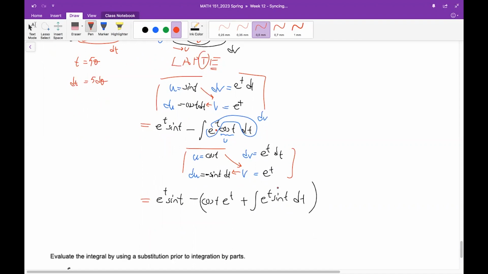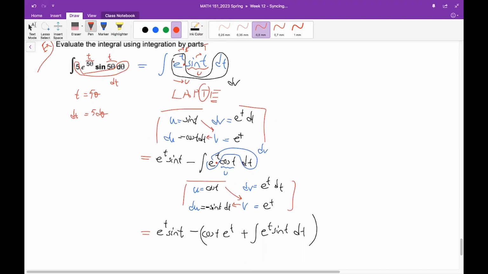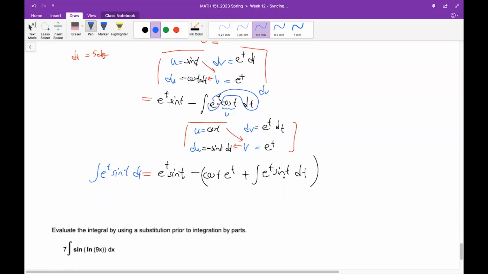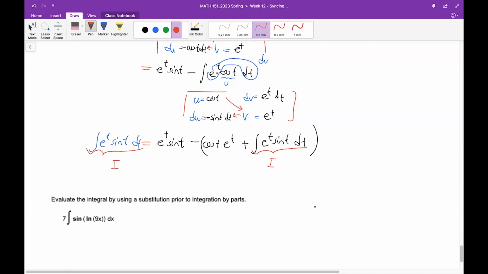How to escape from this infinite cycle? There is a way, because look at the original question, e to the power t sine t. And it appears in the solution again. So this part is in fact the original question that we want to solve for. So if you treat it as an unknown, we were trying to solve this integral, right? And then it appears here inside your solution. So name it as I, for example, and treat it as an unknown. So we can solve this equation in terms of I easily, right?